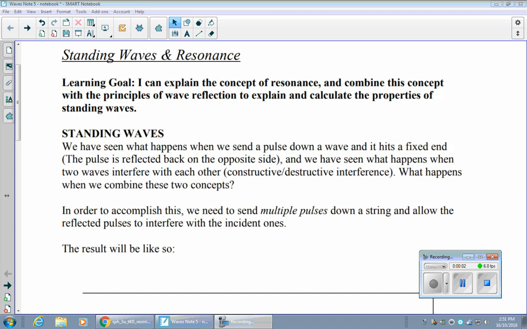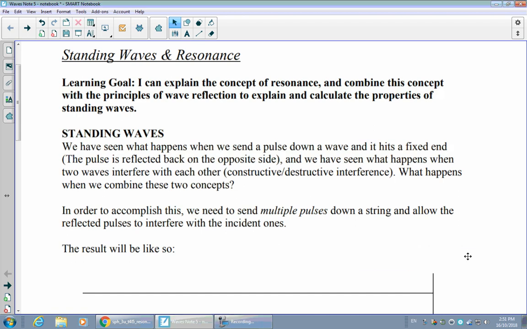So we've seen so far how individual pulses can reflect when they hit some sort of fixed end. We've also seen what happens when multiple wave pulses interfere and interact with one another. But what happens when we combine these two concepts? And then we start to get full wave interference patterns.